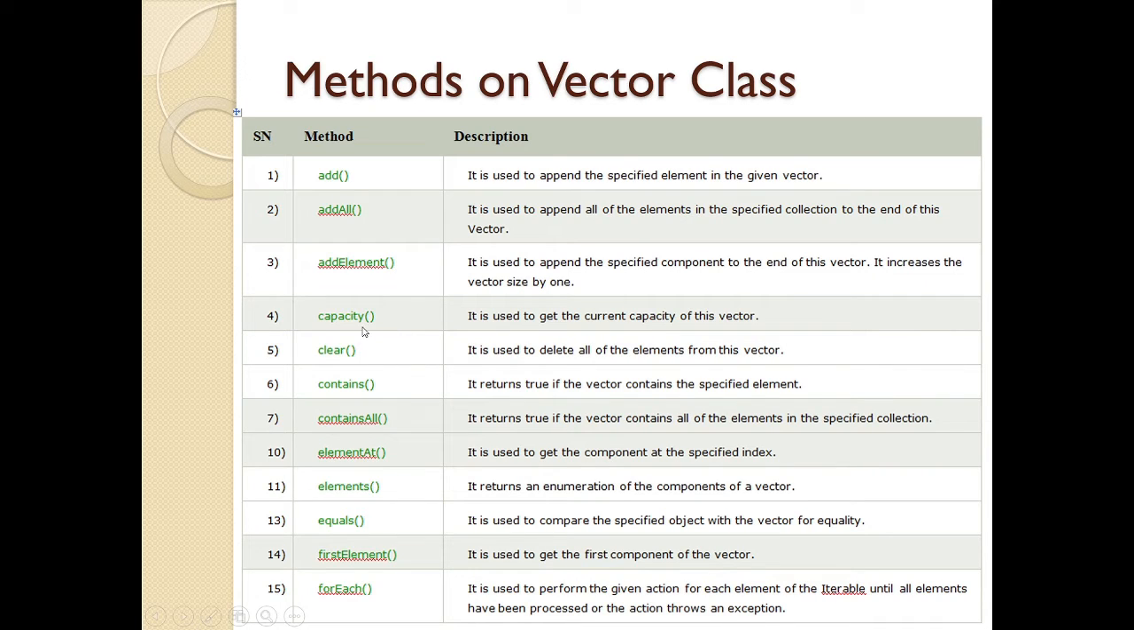Now the capacity method is used to get the current capacity. When you're creating the constructor, maybe you have given the capacity as 2 or 3. When I call the capacity method, it retrieves the capacity of my vector. So the capacity method is used to check the current capacity. Now clear, as we have seen in previous collections, deletes all the elements from the vector.